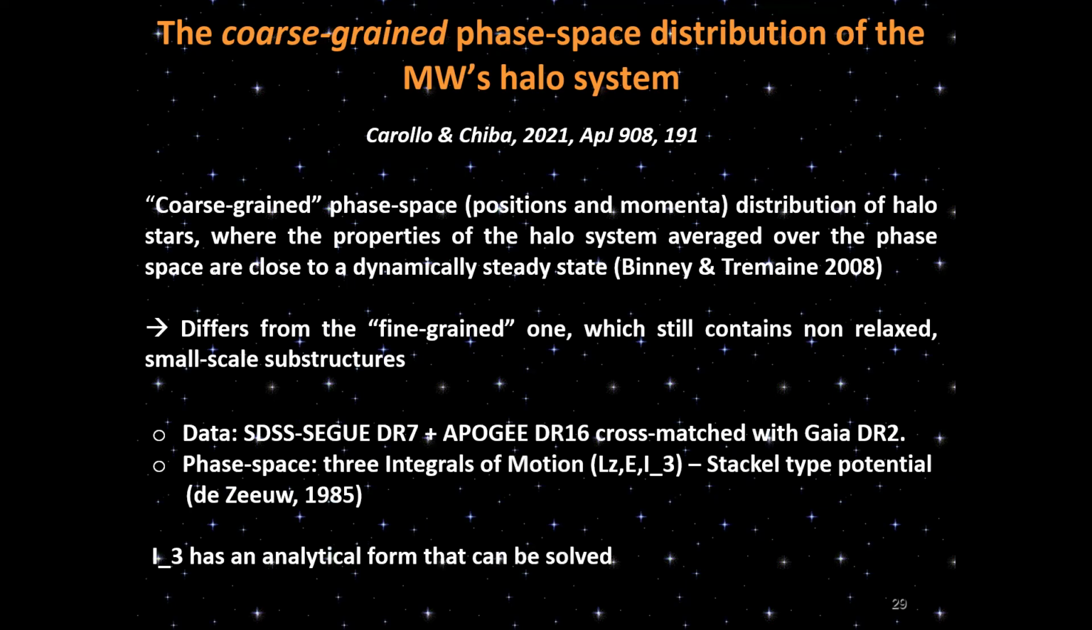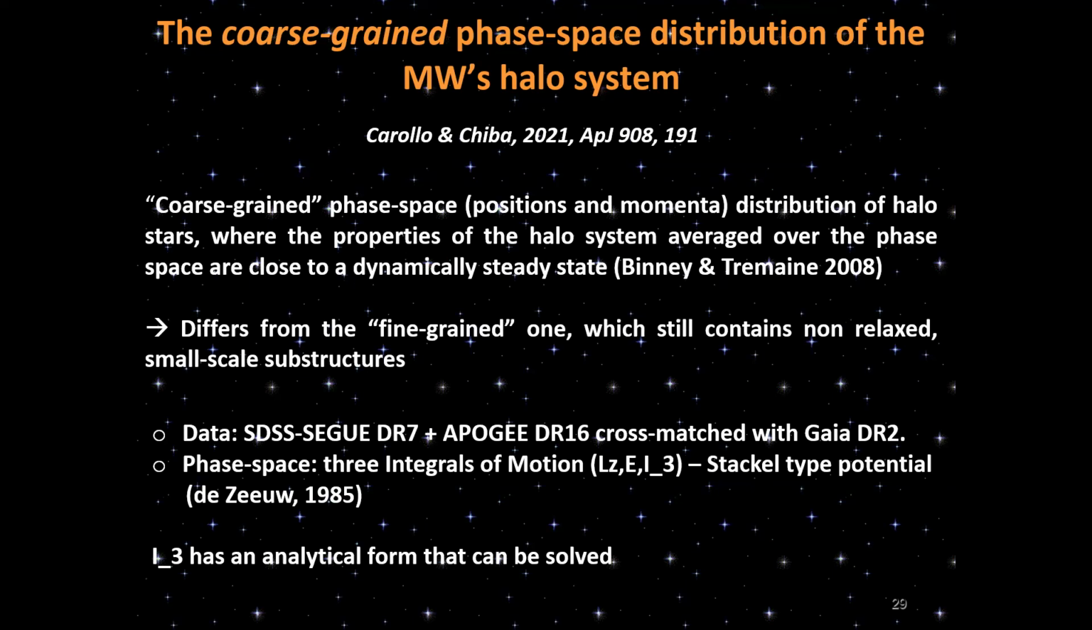So, in this paper, we reanalyzed the halo system with this distribution function, using large samples of stars, all the calibration stars from SDSS DR7 and APOGEE, and the phase space is defined by the three integrals of motion. Lz, which is the vertical angular momentum, basically provides a measure of the rotation of the component in the galaxy. The total energy, E, and the third integral of motion. The potential is the Stäckel-type gravitational potential.